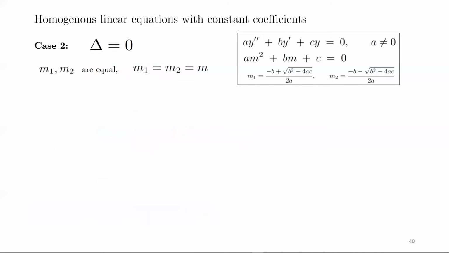So case 2 is where the discriminant b squared minus 4ac is equal to 0. That means m1 equals m2, so we can just write m1 equals m2 equals some number m, because it's the same number. And in fact, we know the value of m, because m is always going to be -b over 2a, because the rest of this stuff is 0. So m is -b over 2a.